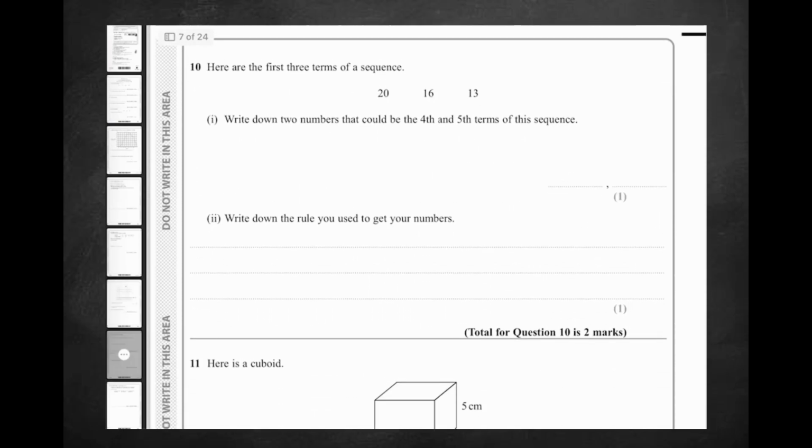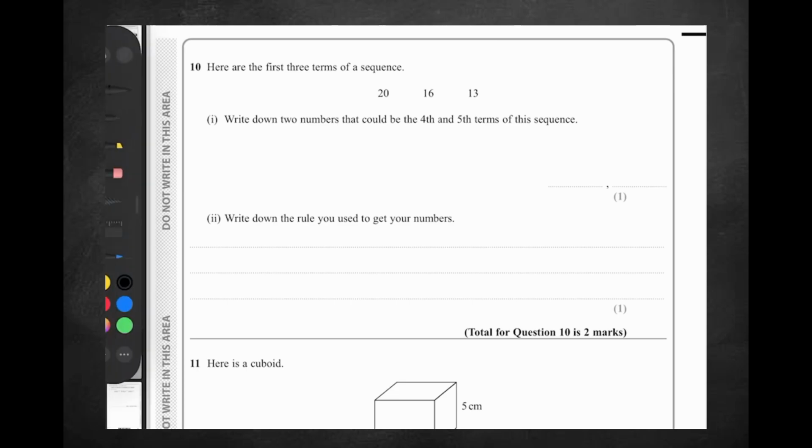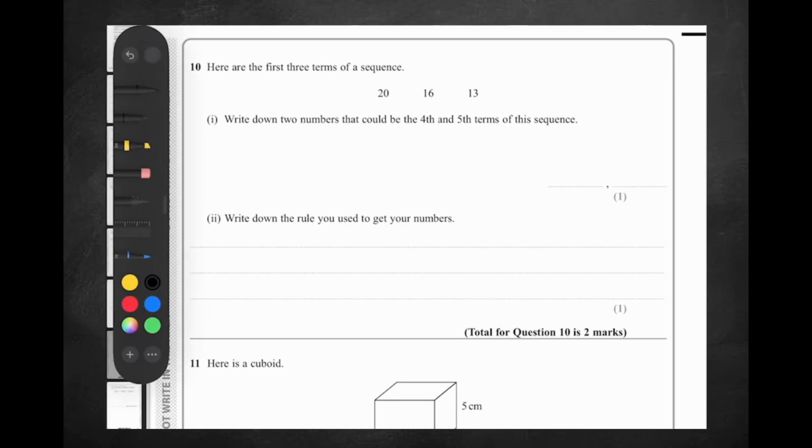Question 10. Here are the first 3 terms of a sequence. Write down the numbers that could be the 4th and 5th terms of this sequence. So we have -4 between 20 and 16, and then -3 between 16 and 13. So it would stand to reason the next one will be -2, and then -1. So that would be 11, and that would be 10.